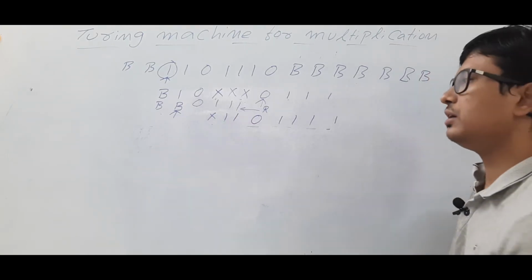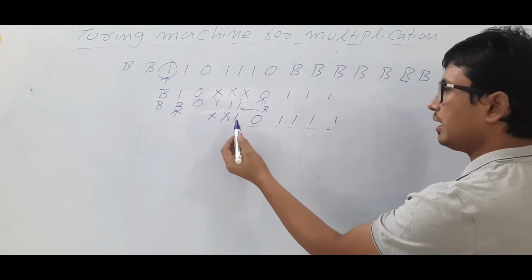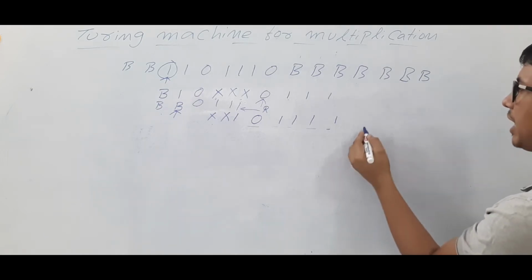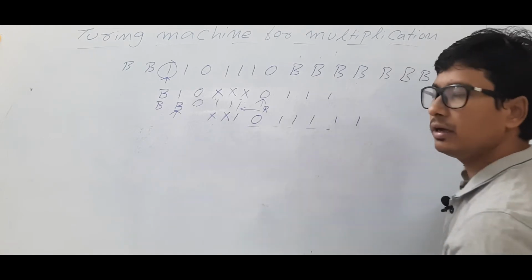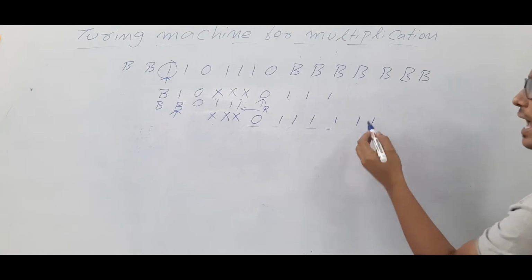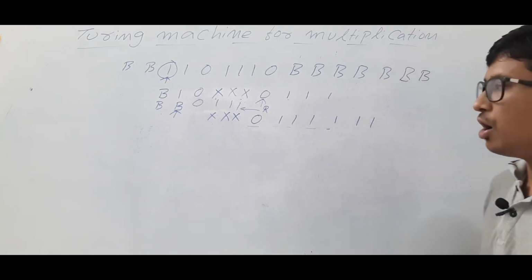Now I got the 1. This 1 I will modify as x and keep on moving to the right. If I get a blank, I will make it a 1. Again I will go. If I get a 1, I will modify it as x, and on this side the blank I will make a 1. So I got 6 1's as an output.